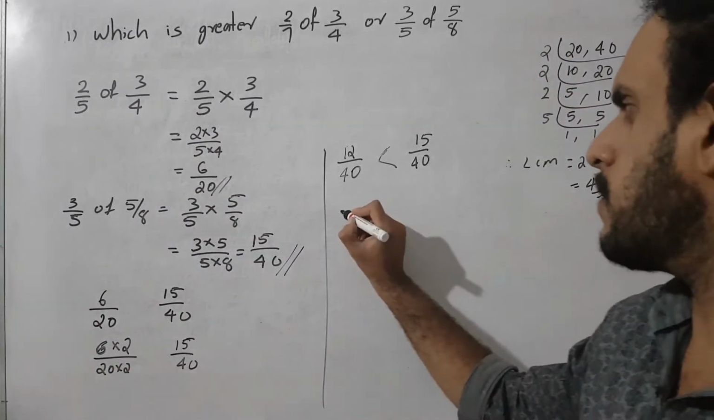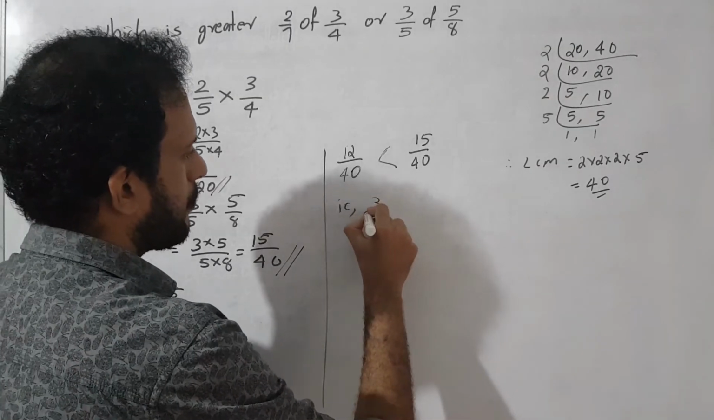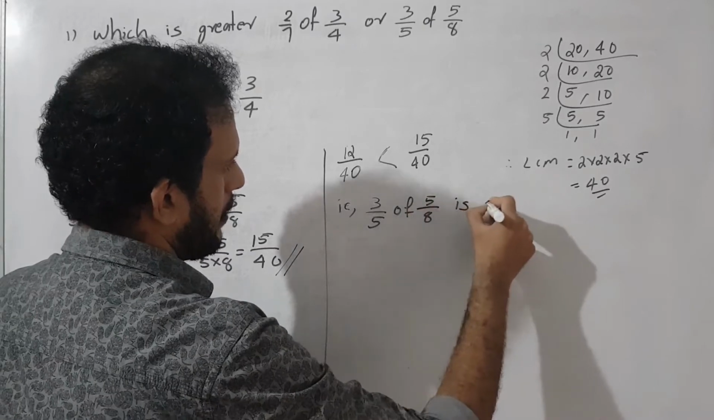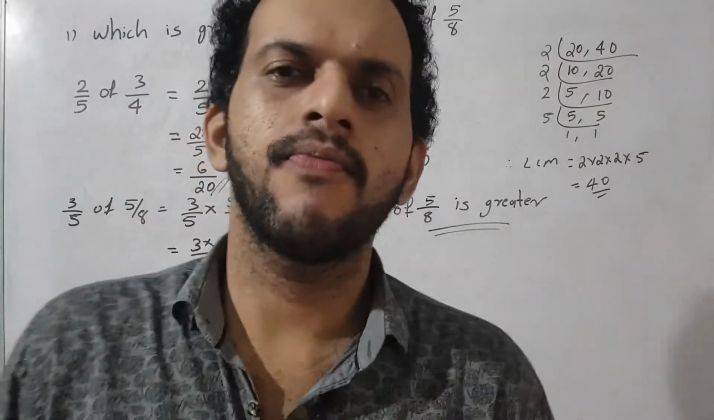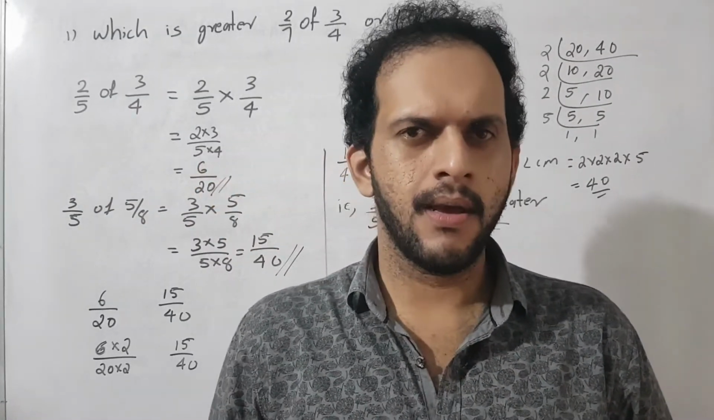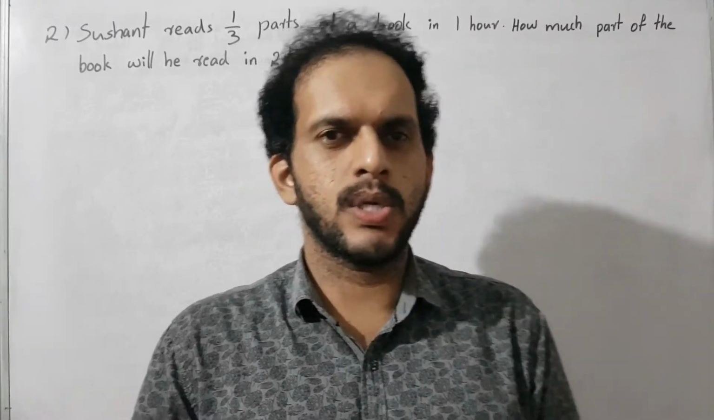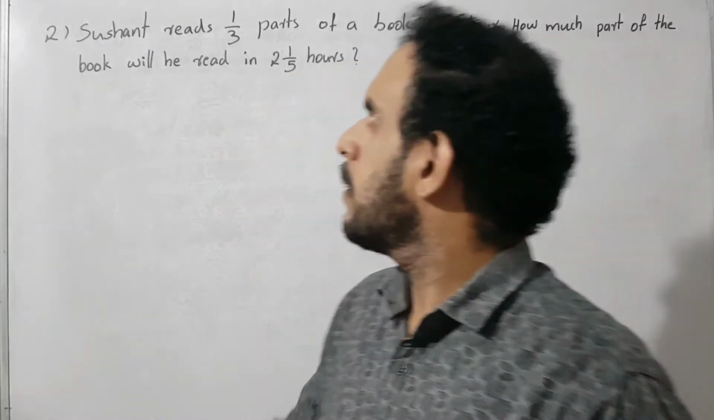Okay? 3 by 5 of 5 by 8 is greater. Okay? This idea is clear, am I right? Okay, next we are doing our second question. The question is like this.